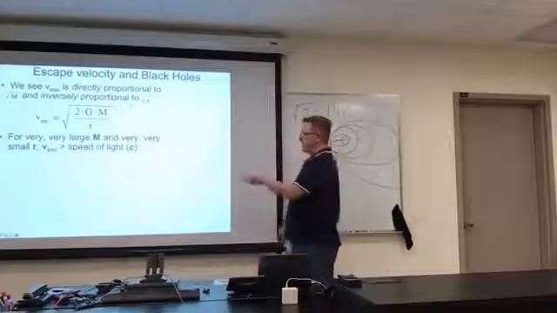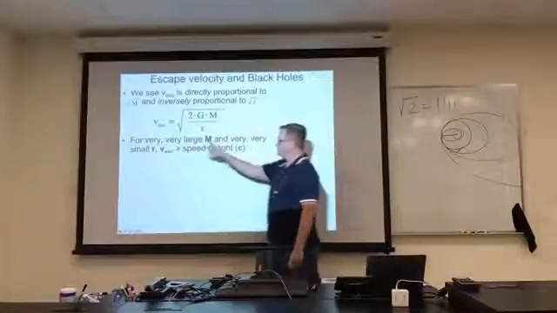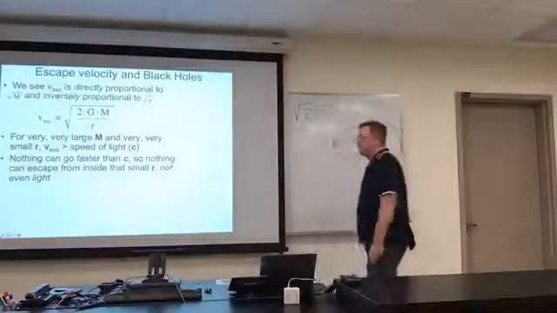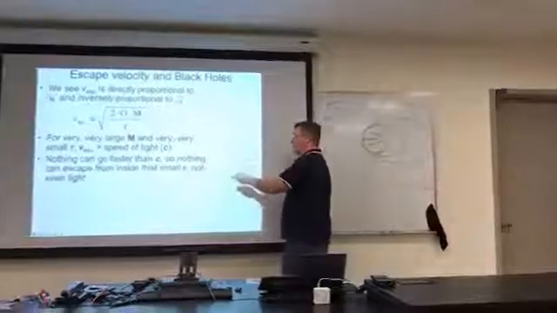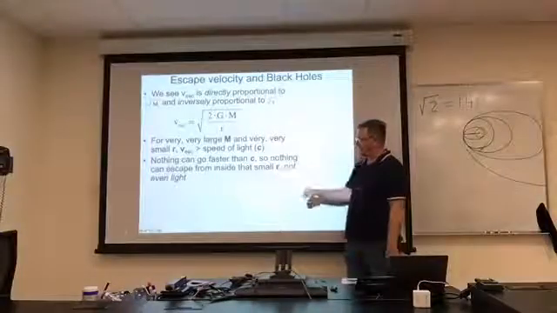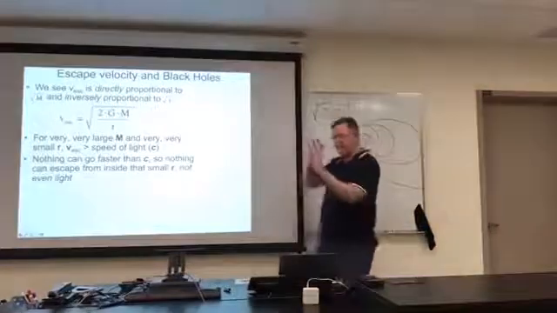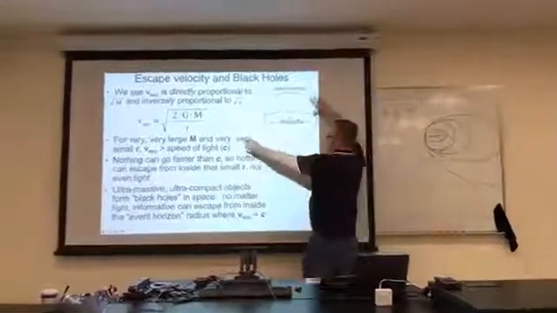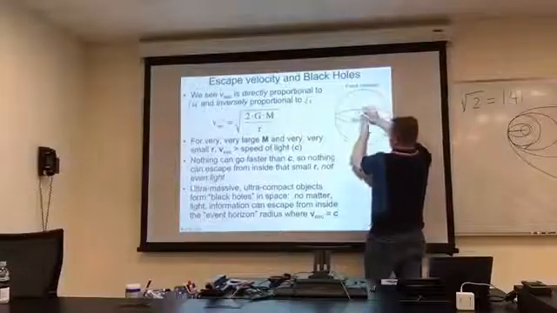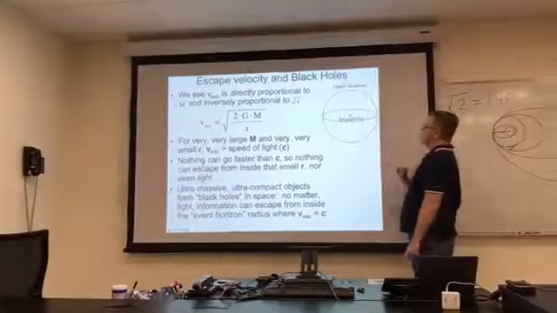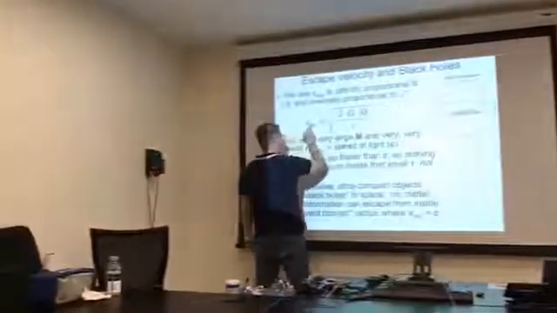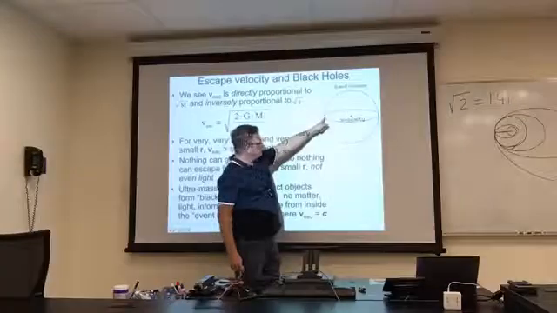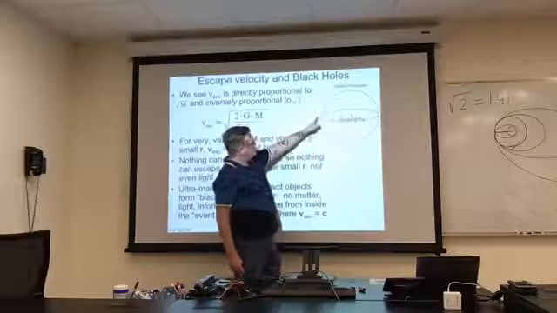And so for very, very large m and very, very small r, the escape speed is greater than the speed of light. Nothing can go faster than the speed of light, not even light. And so nothing can escape from inside that small radius r, not even light. It is a three-dimensional sphere. So what Einstein's equations predict is that all the mass that you put here collapses down to a single mathematical point that we call the singularity. Setting v escape equal to the speed of light and rearranging the equation to solve for r gives me the radius at which the escape speed is equal to the speed of light. And as long as I'm outside that radius, I can get away.